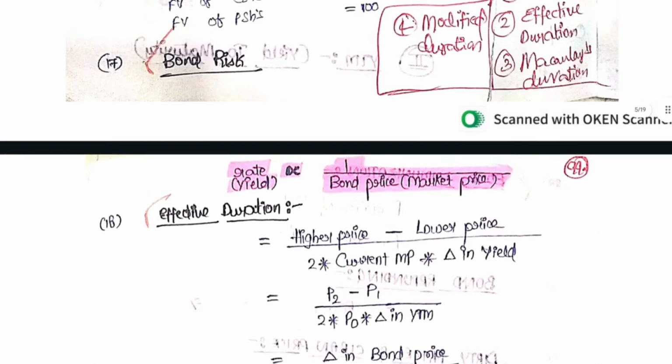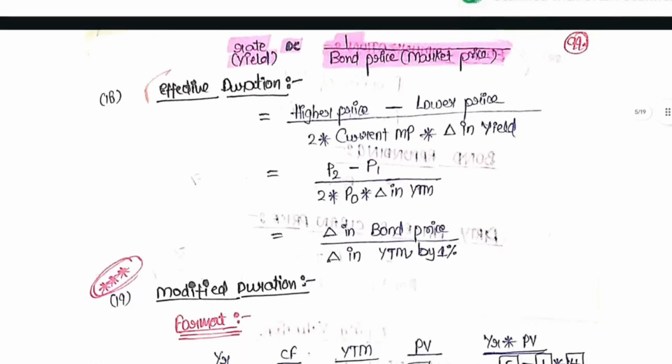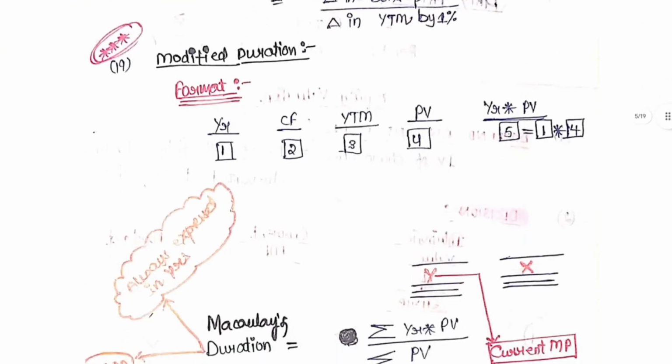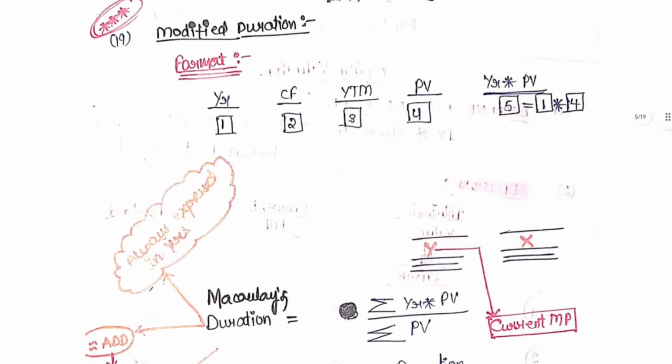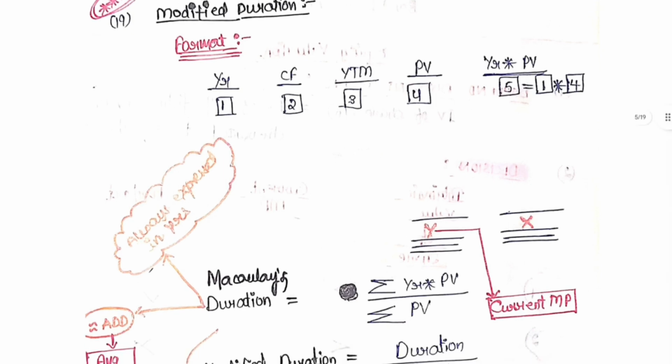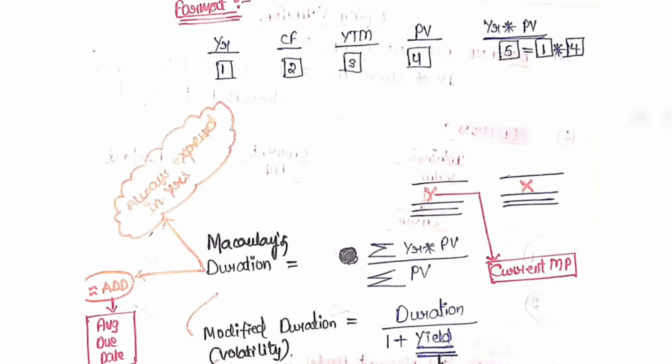Next, Macaulay's duration and modified duration. For calculating Macaulay's duration and modified duration, the following is the format: year, cash flows, YTM, present value, year into present value. We need to calculate the total of the fourth column, that is present value, and year into present value, that is the fifth column. Total of present value is called the current market price.